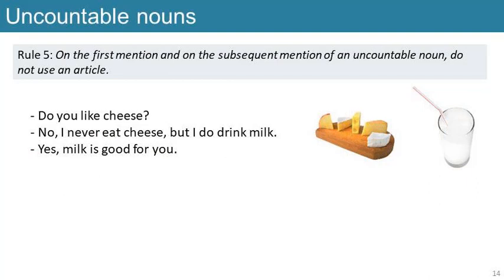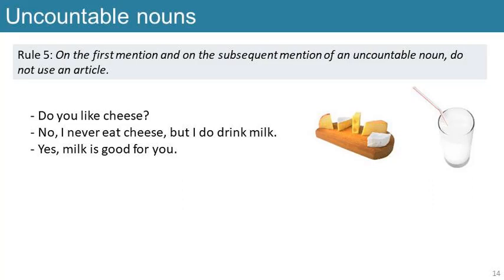Now let's turn to uncountable nouns. These are a bit simpler since, by definition, uncountable nouns have no plurals. So Rule 5 is, on the first mention and on the subsequent mention of an uncountable noun, do not use an article. Remember, some grammarians refer to this non-use as the zero article.